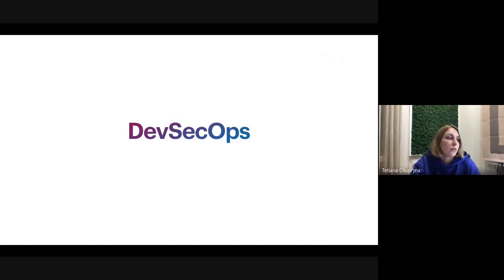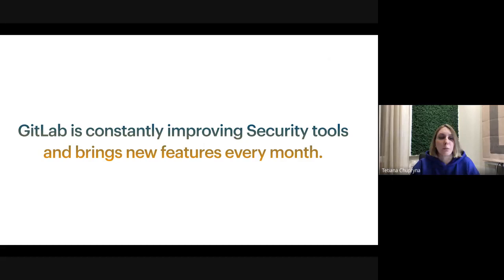In the secure stage in GitLab, we are working on security tools, and we are moving really fast, improving them every month and bringing in features with every release. So you can go to the secure stage page in the GitLab documentation, and you can find out which exciting new features we are working on right now.